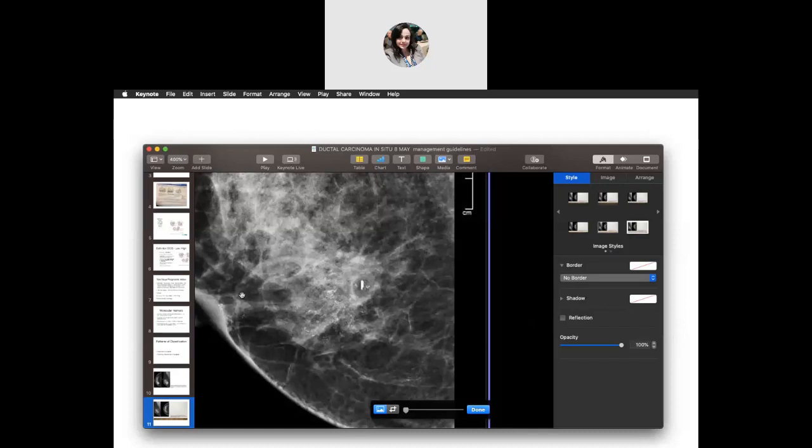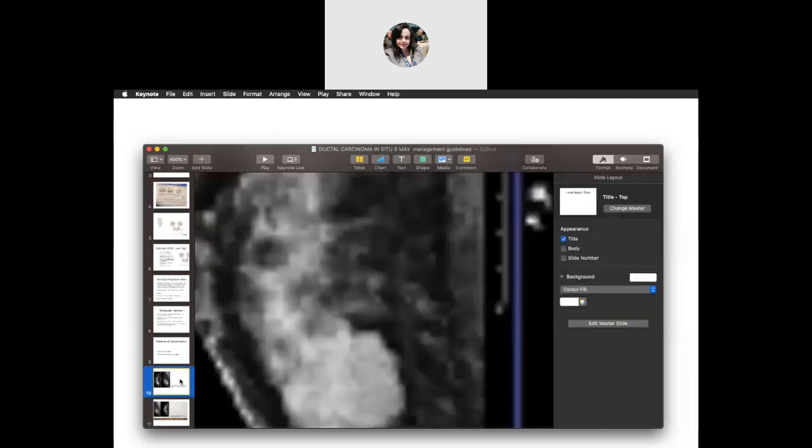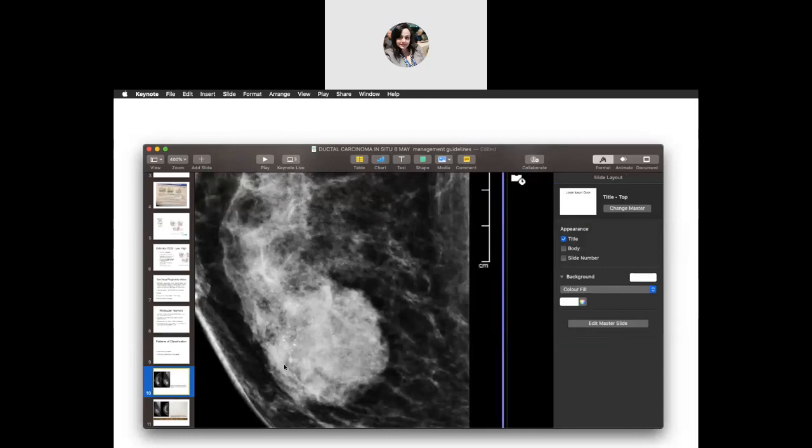So this lady requires a mastectomy, because the mammographic extent of microcalcification is more than 4 centimeters. Please remember that in DCIS, which is not palpable, we measure the mammographic extent of the tumor. If it's more than 4 centimeters, we should offer mastectomy. Okay, so this was one picture of a mammogram.